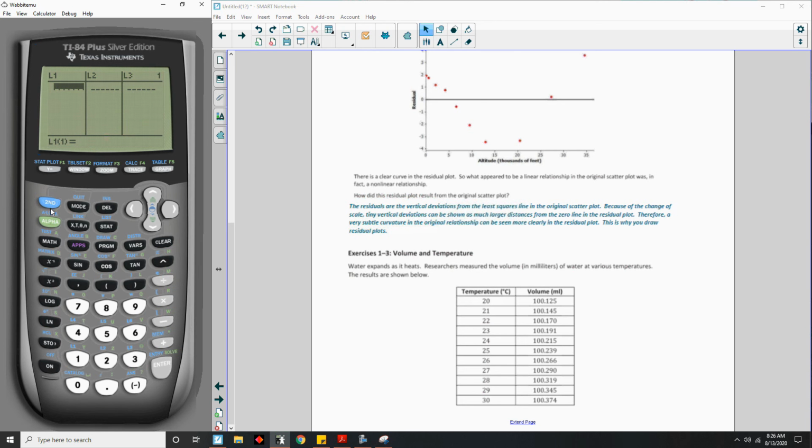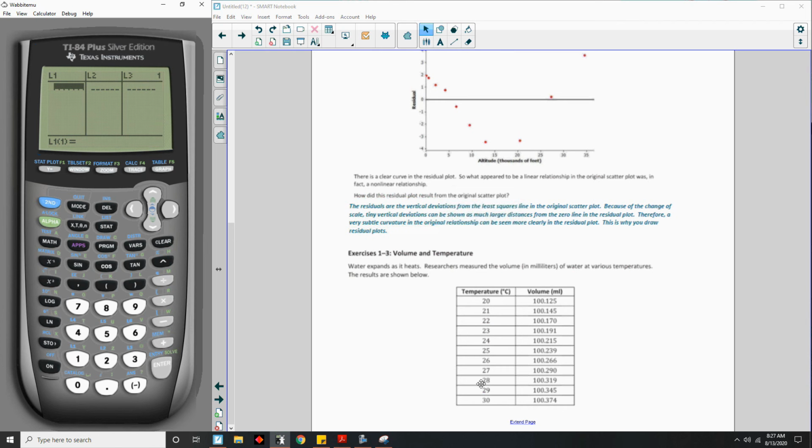If they're not cleared, there's 2 ways we can do this. We can go to stat and go down to 4, and then enter L1, comma, L2. Those are the 2 we're going to use. So if there's something in yours, you clear the list L1 and L2 and hit enter. It will say done. And then when you go to stat edit, it will be blank. The other way you can do it is arrow up, press clear, arrow down.